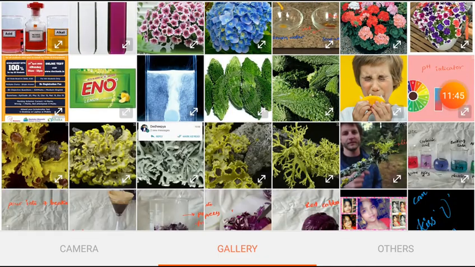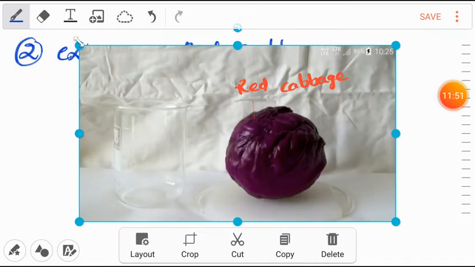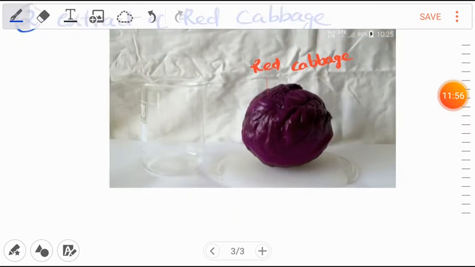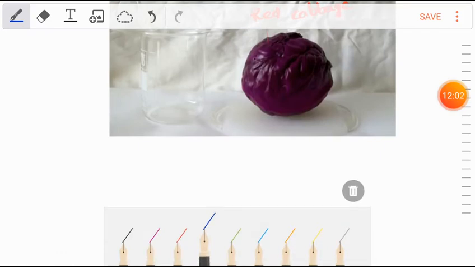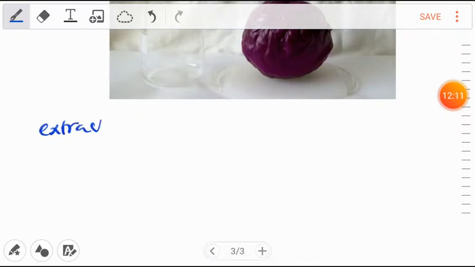So red cabbage, this is the red cabbage. The extraction of this red cabbage is also used as an indicator, but how it changes I will explain to you. Actually red cabbage color is blue, but the extract, that means the liquid coming from the red cabbage, is purple color.